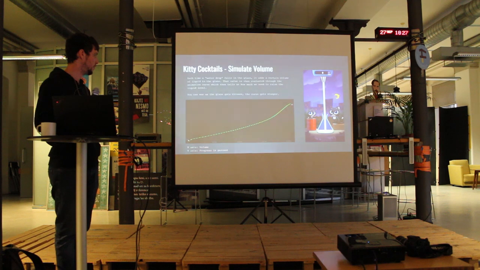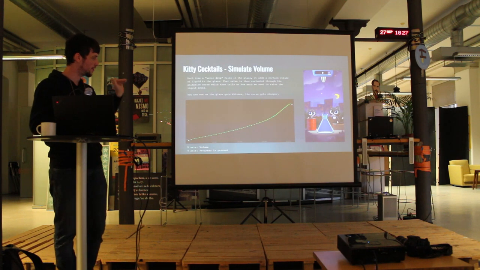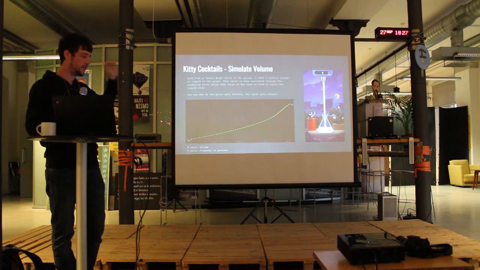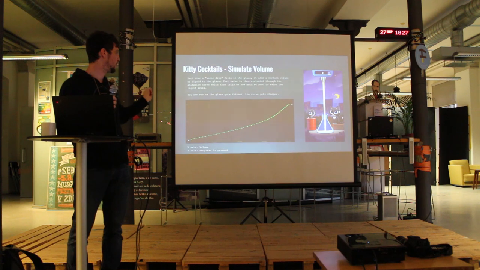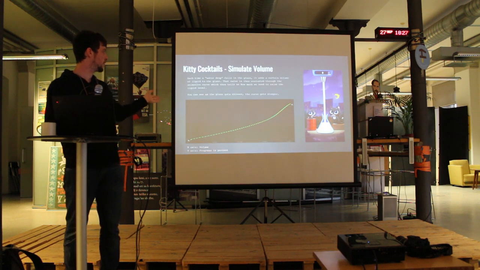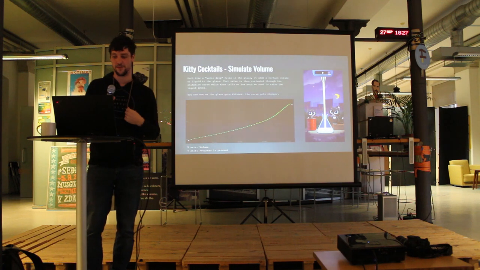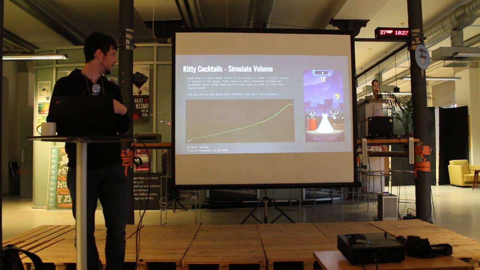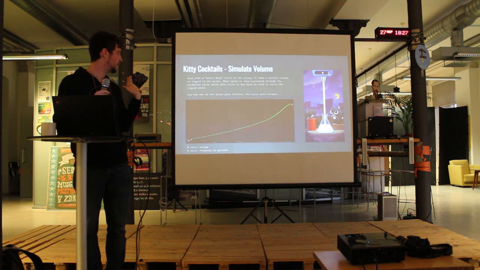What I mean by that is zero means the liquid is at the complete bottom, and one means it's at the complete top. So the amount of volume you put into the animation curve will tell you how much the glass will be filled. And as you see, as the glass gets narrower, the curve gets steeper.